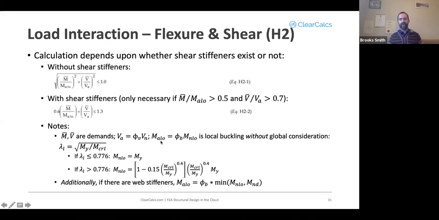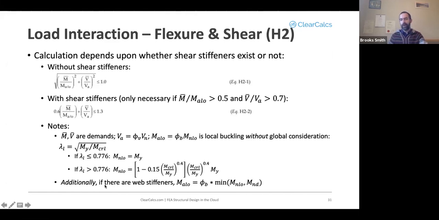So MALO is equal to phi times MNLO, and you're going to calculate your local buckling slenderness coefficient using My instead of Mne. So it's equal to square root of My over MCRL. And then you switch based on the slenderness coefficient. And MNLO is equal to either My or a function of My. There is no Mne considered in these equations.